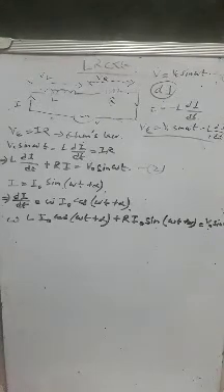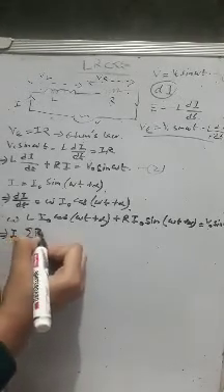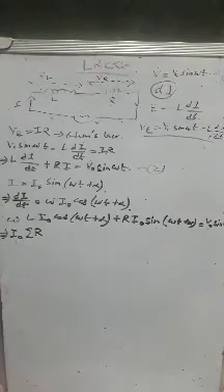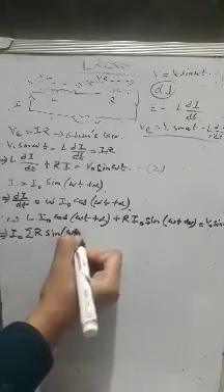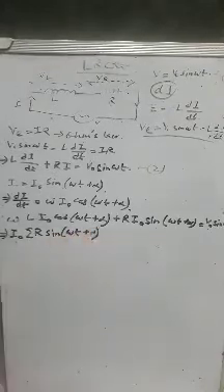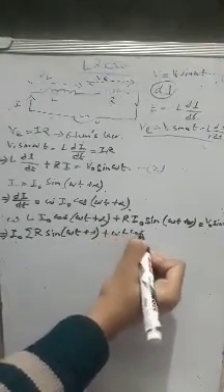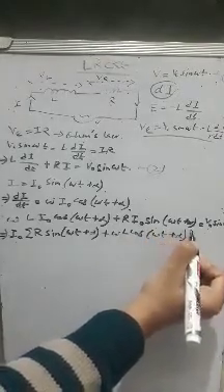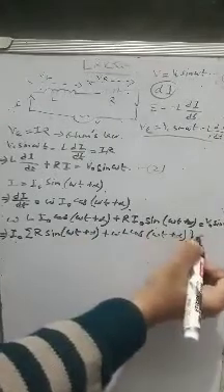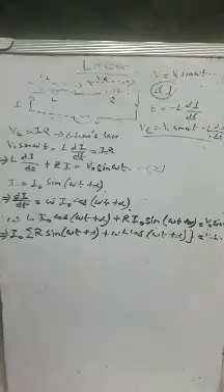Now let us take I naught common. I naught times R sine omega t plus alpha plus omega L cos omega t plus alpha, which is equal to V naught sine omega t.